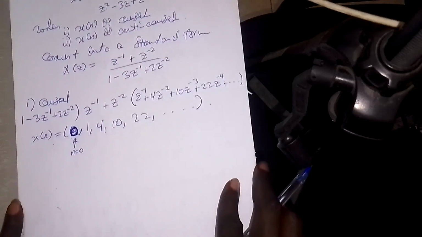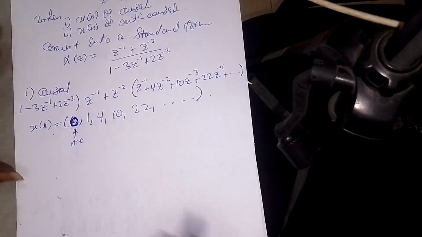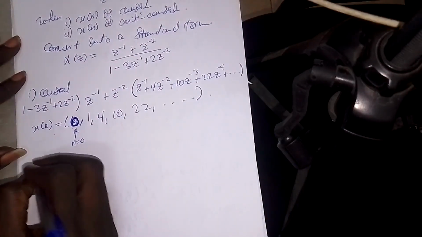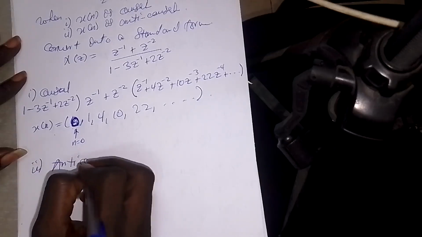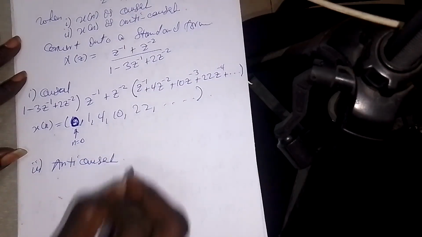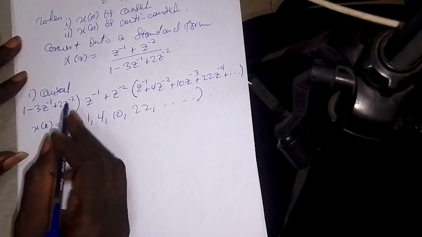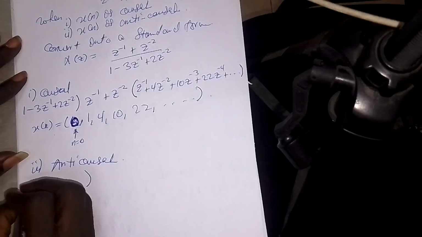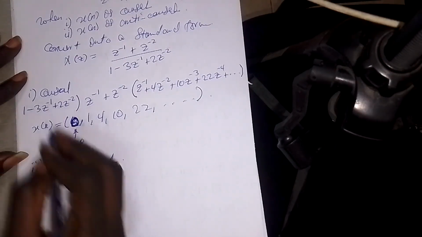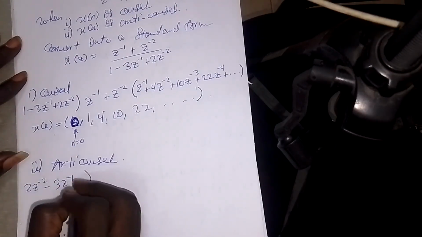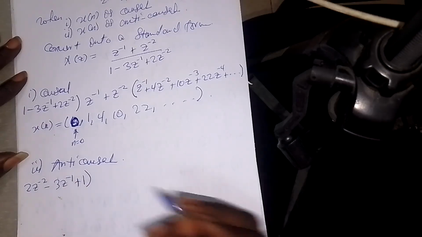Then from here you can go to the second one. The second one is anticausal. For the anticausal case, you start with the lowest power. So I'll start with 2Z exponent minus 2, then follow to the next one, minus 3Z exponent minus 1, plus 1.